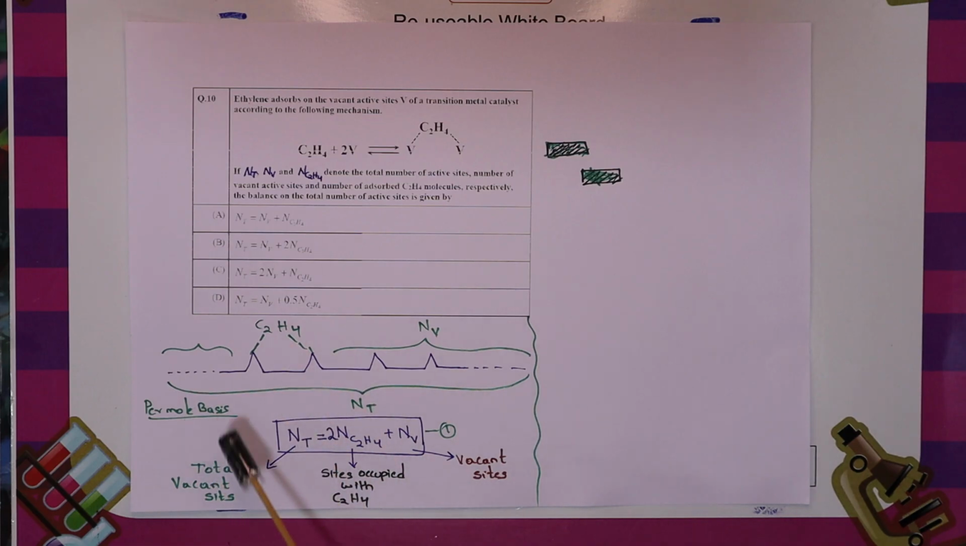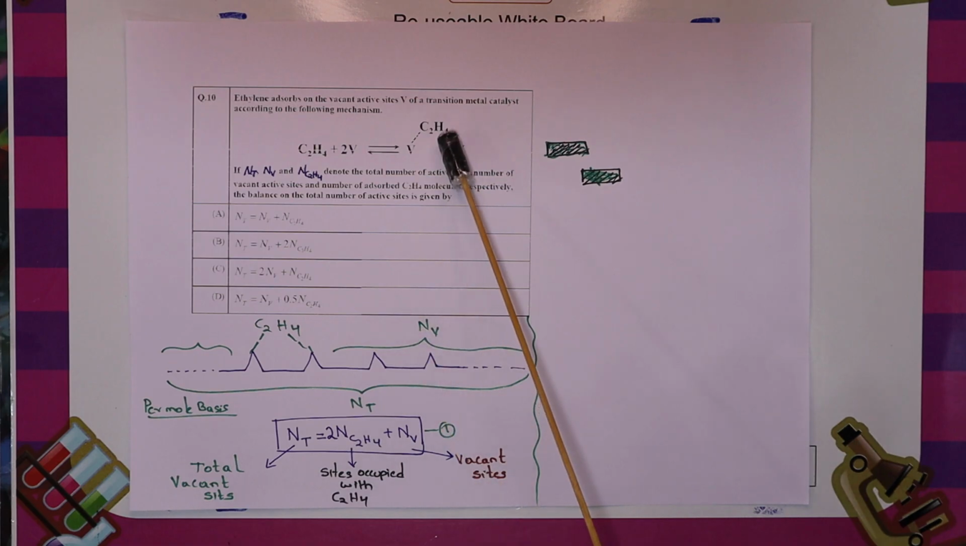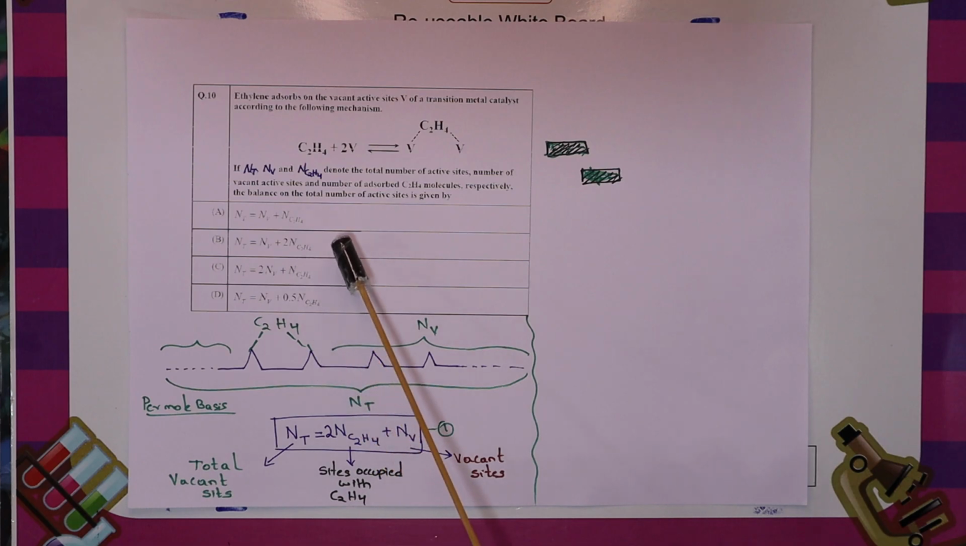So according to this, the occupied sites are 2 times the sites of C2H4, because every 1 mole is taking 2 vacant sites, plus the remaining NB. Total sites is nothing but occupied sites plus vacant sites. So out of this information, the correct one is option B.